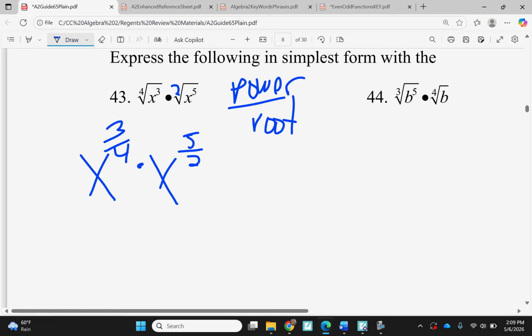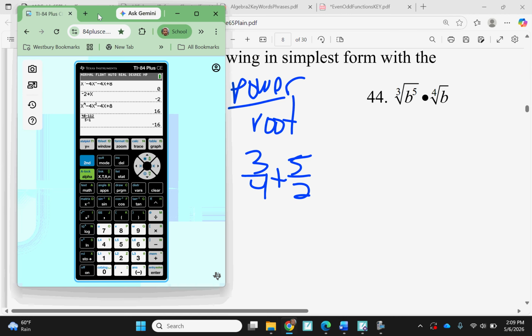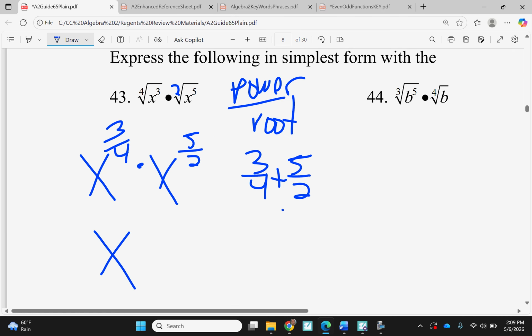I'm multiplying. When I multiply, I add my exponents. So basically, I'm doing 3/4 plus 5/2. I don't trust anybody's ability to do anything you learned in middle school, so I let the calculator do it. And I get 13 over 4. So the answer is just x to the 13 over 4.